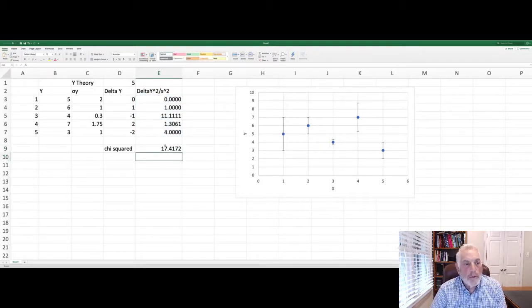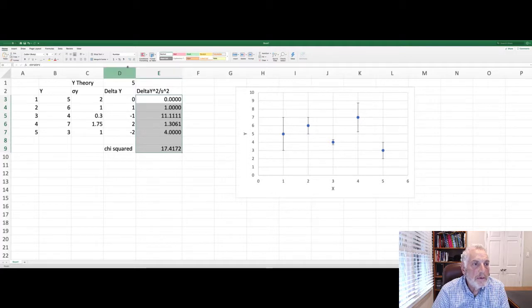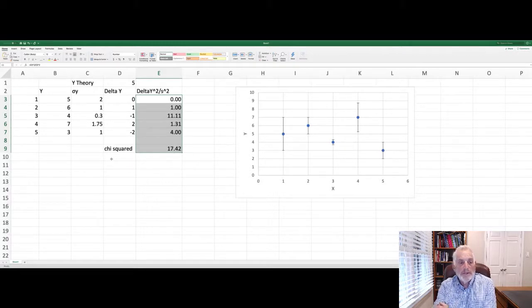So we compute chi-squared for this particular thing, and we can get rid of a couple of decimal places here. Okay, we see that chi-squared is 17.44. And how many degrees of freedom do we have? Since I gave you the theory, and we have 5 independent measures, 5 points. So we could look up how probable is this fit with a chi-squared of 17.42 and 5 degrees of freedom.